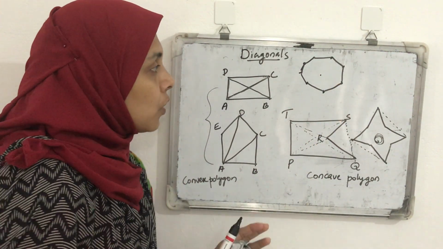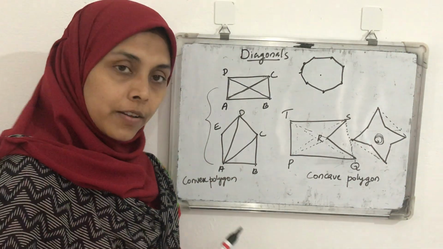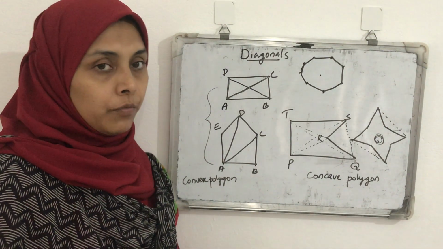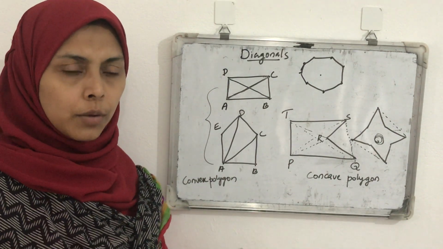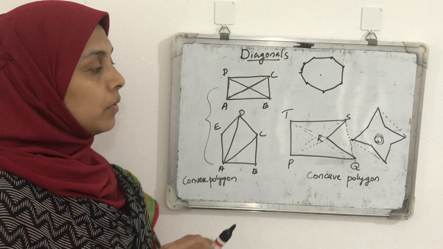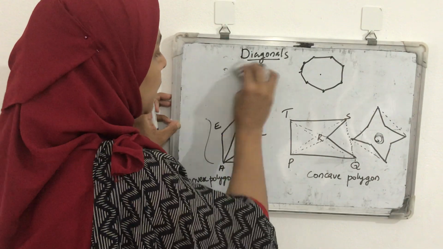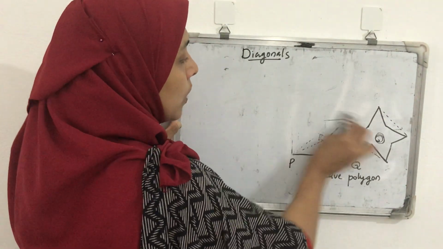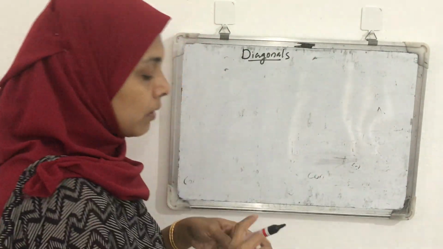Okay. So now we discussed diagonals of a polygon and the difference between convex polygon and concave polygon, and one more type of polygon we want to discuss, that is regular polygon and irregular polygons. Regular polygon, you know what it means. Regular means same. Okay. So polygons which are equilateral and equiangular are called what is the name? Regular polygons.